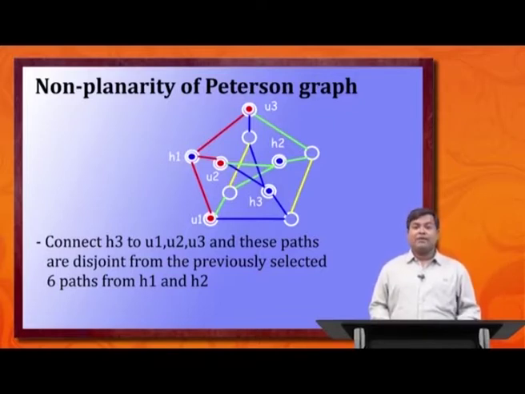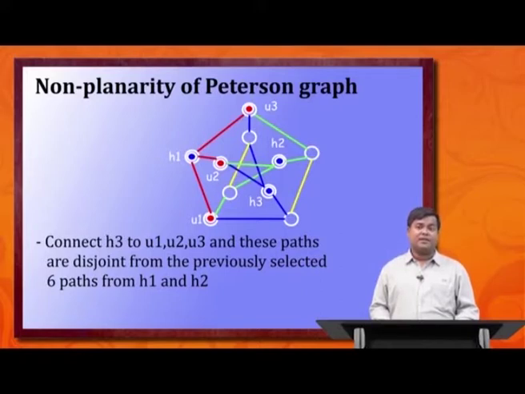So what I have got, we finally found something: H1, H2 and H3. This is one group of vertices, and U1, U2, U3 is another group of vertices, and probably we are going towards K33.